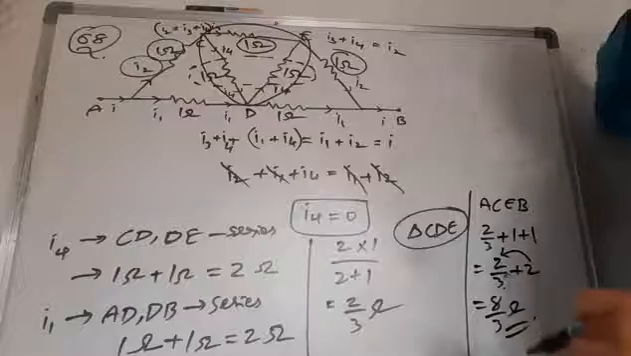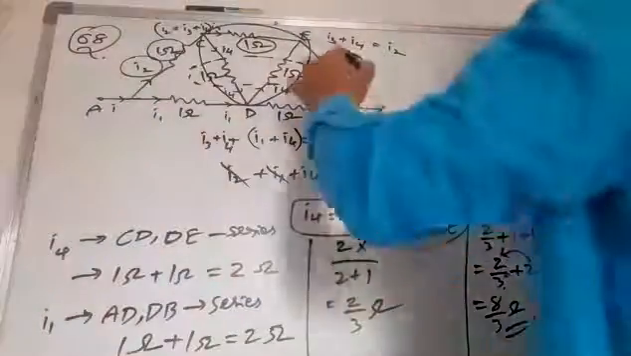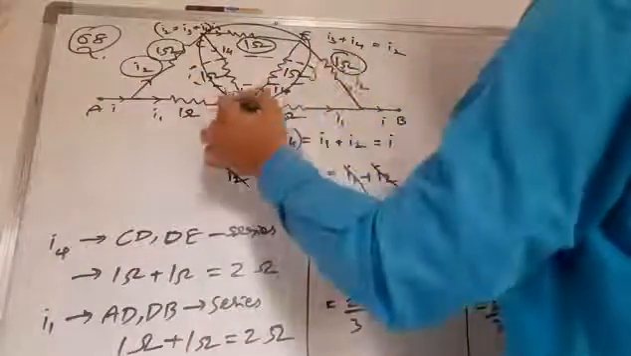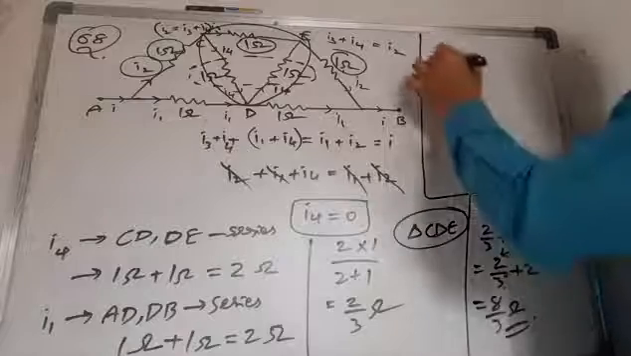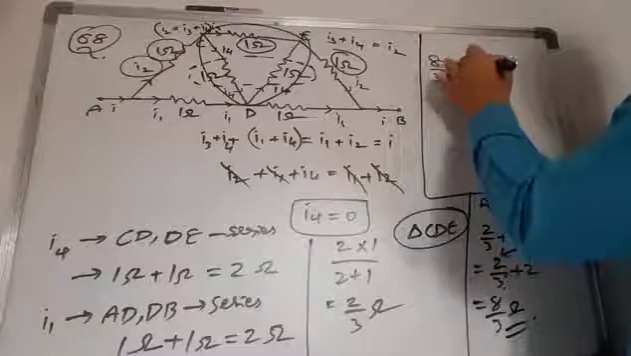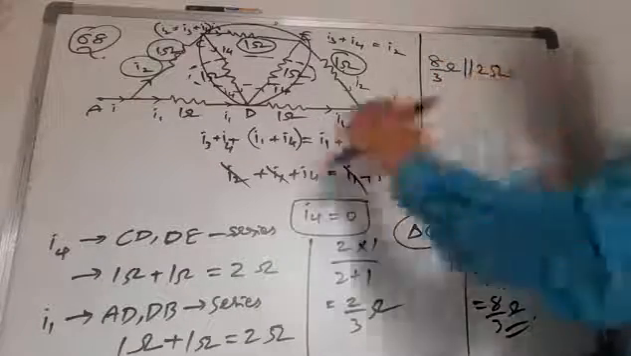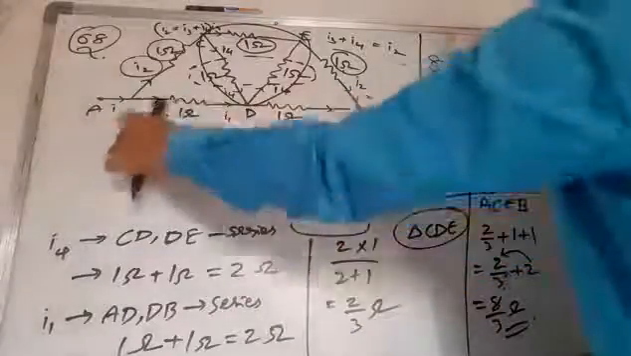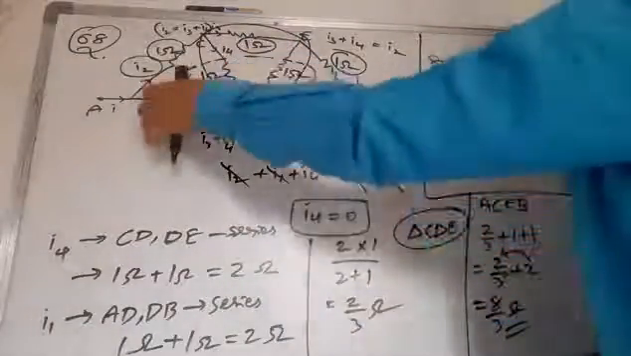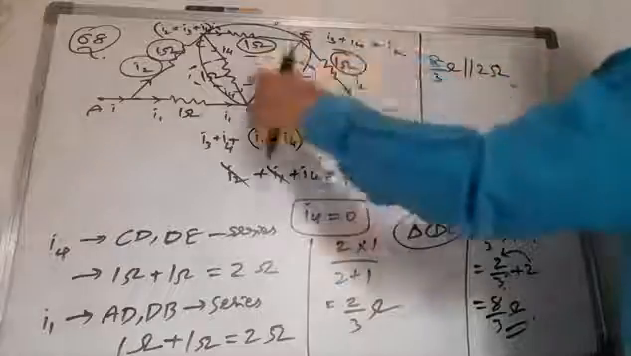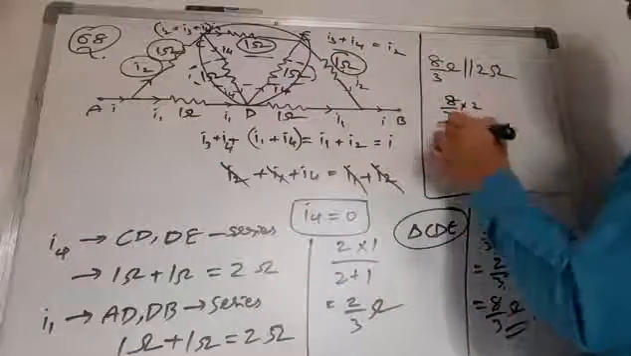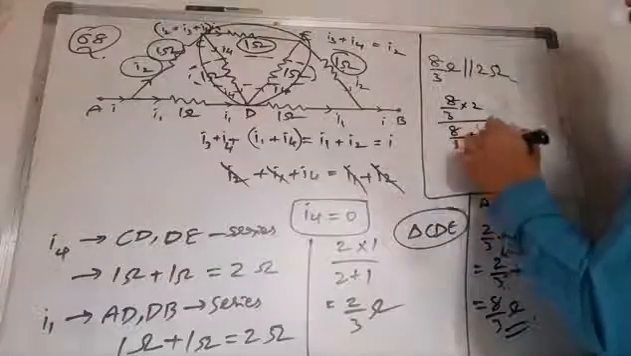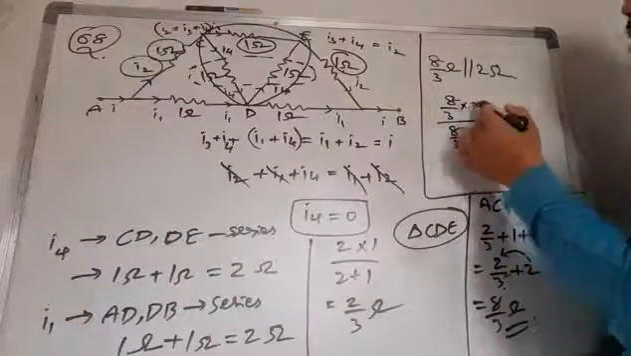Now this total 8 by 3 ohms is in parallel with the 2 ohms between A and B. So 8 by 3 is parallel with 2 ohms. So what we get? 8 by 3 into 2 by 8 by 3 plus 2.